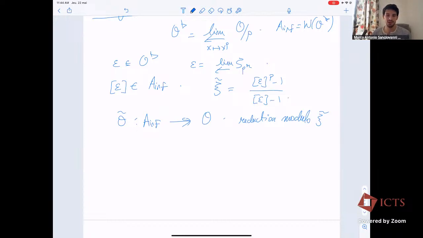There is a more canonical definition of what this map theta tilde is, where you don't just pick an element psi tilde and say that it's reduction modulo psi, but you prove that the kernel of this map is generated by this psi. But I will just take this very down to earth approach here. Okay, so now I have all the ingredients that are needed to define the Faltings extension.